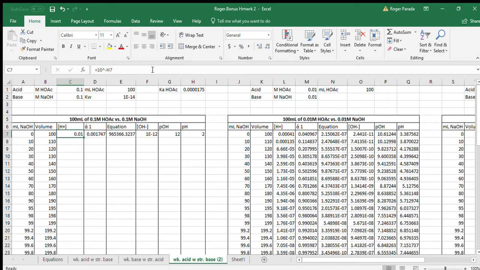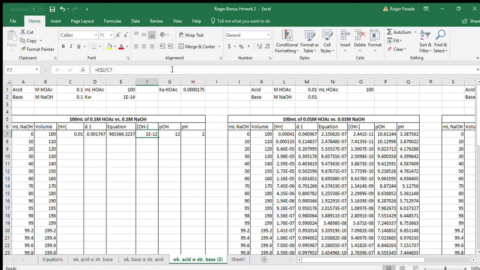H plus is based on 10 to the negative pH value. Alpha 1 is Ka value divided by H plus value divided by Ka. And note the dollar signs on the Ka value. Anytime we set up an equation where we don't want this value to change, we put a dollar sign on that cell value, and that just means absolute reference. And we do want the H plus to change as we go down, so that one will not have the dollar sign.